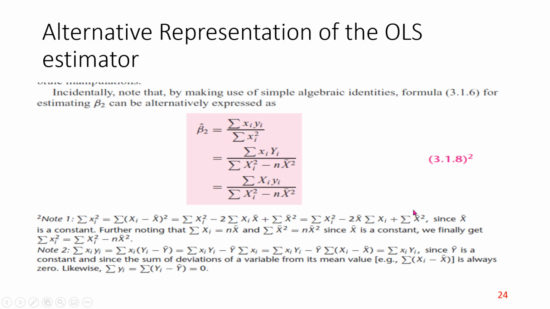Actually this sum of x bar square means n times x bar square, because this is a summation of a constant, and you know that summation of a constant is equal to n times that constant. So here the constant is x bar square, so the last term is actually n times x bar square, right? Similarly, sum of xi is equal to n times x bar, right?